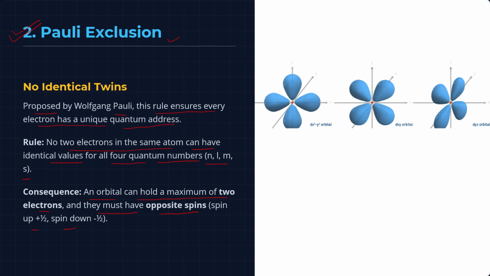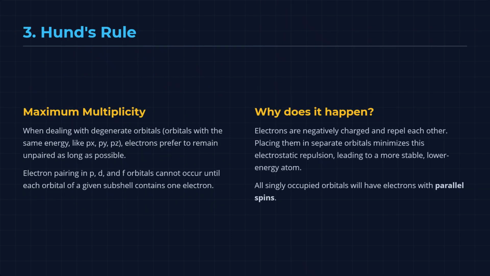So the Pauli exclusion principle explains that an orbital can have a maximum of 2 electrons. So here just remember, the Pauli exclusion principle states that an orbital can have a maximum of 2 electrons having opposite spins. So this is the second principle, that is the Pauli exclusion principle.